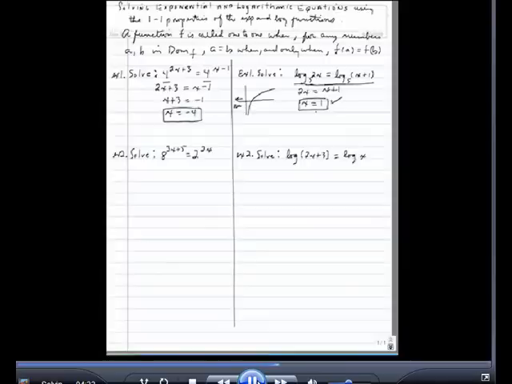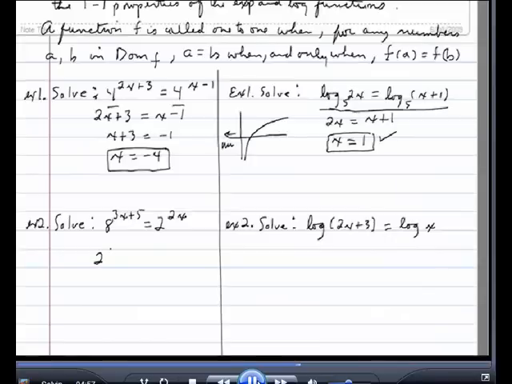In the next example, when we first come to example 2 on the left, it looks like we can't use the one-to-one property because the exponential bases are different. However, you need to become familiar with numbers that are powers of other numbers, and 8 is a power of 2, namely 8 is 2 cubed. So what we can do is change the 8 to 2 cubed. So instead of writing 8 to the 3x plus 5, I write 2 cubed to the 3x plus 5.